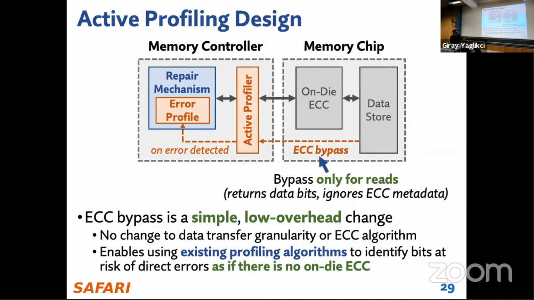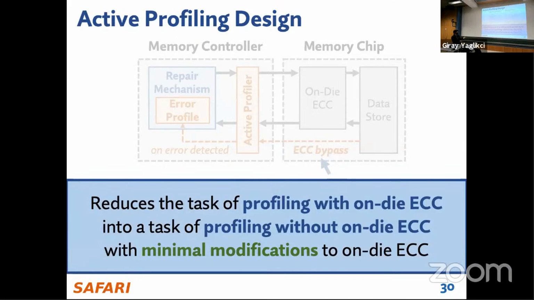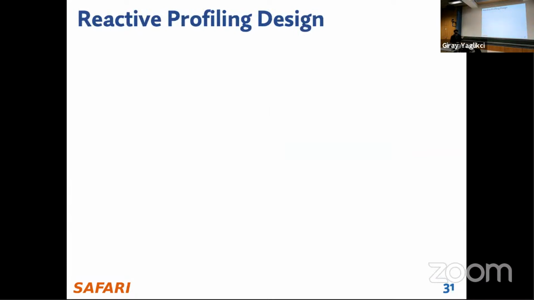As an additional point, this bypass path enables us to use existing profiling algorithms to identify bits that are at risk of direct error, as if there's no on-die ECC at all. Here, we can essentially think of this as just not having on-die ECC. As a result, this active profiler reduces the task of profiling a memory chip with on-die ECC into a task of profiling a memory chip without on-die ECC, given minimal modifications to on-die ECC. But recall that this is not sufficient because we still have the indirect errors that we need to deal with. And that's what the reactive profiler then deals with.